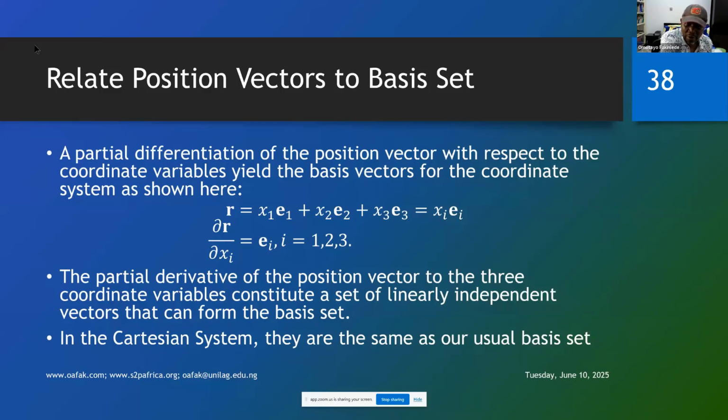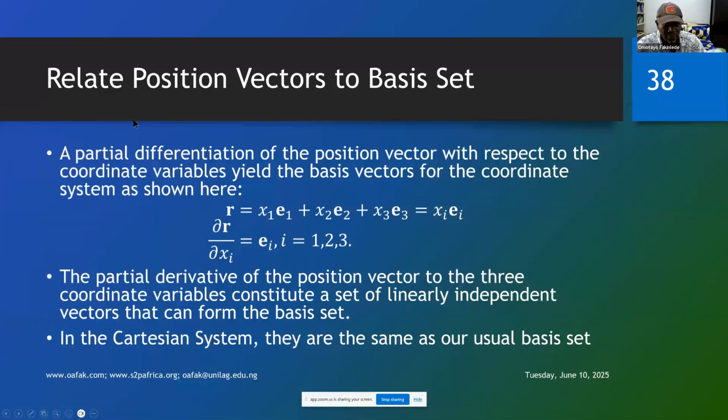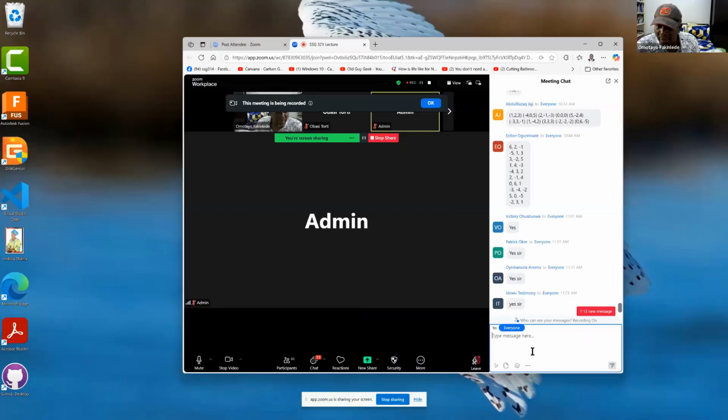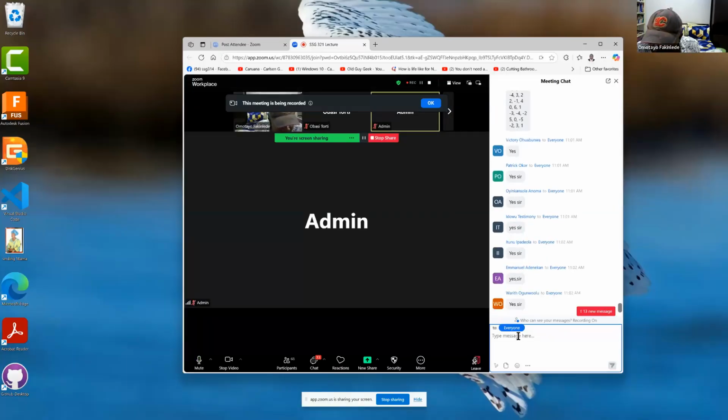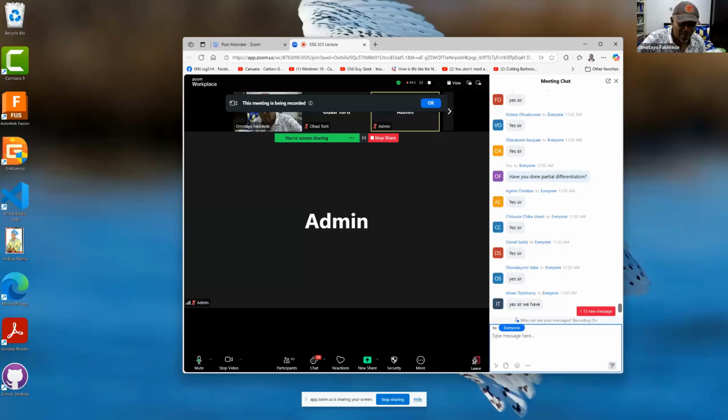Or have you not done partial differentiation yet? Let me just check. Let me ask the class. Please answer me in the chat room, so that I'm not just talking to myself. Have you done partial differentiation? Okay, you have. Thank God. So we can move on.